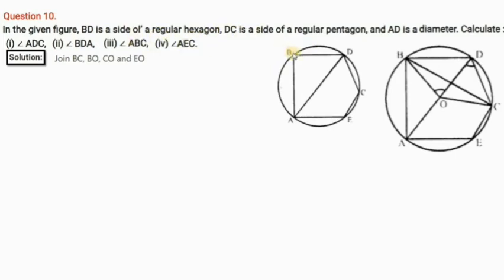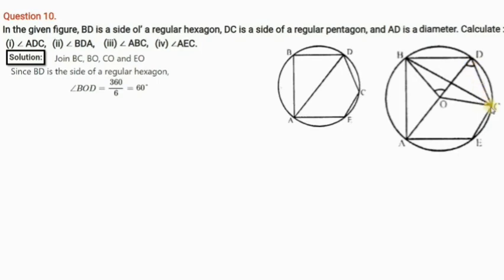BD is one of the sides of a regular hexagon, so let us see what BOD is. BOD will be 360 by 6, because it is one of the sides of the hexagon, so divided by 6 turns out to be 60 degrees. So we have this angle as 60 degrees.